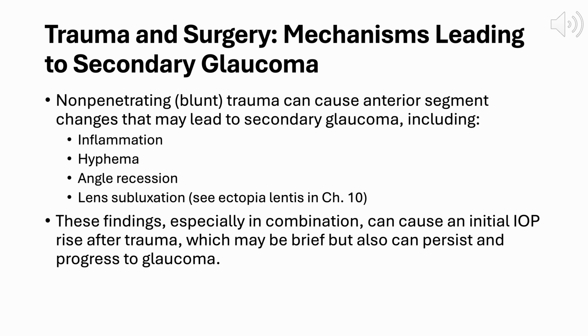Moving from vascular causes to traumatic causes, non-penetrating or blunt trauma can trigger anterior segment changes that predispose to secondary glaucoma. Mechanisms include inflammation, hyphema, angle recession, and lens subluxation, which is further discussed in Chapter 10 under ectopia lentis. These changes, particularly when they occur together, can cause an initial spike in intraocular pressure after trauma. While the IOP rise may be brief, it can also persist, eventually progressing to glaucoma.